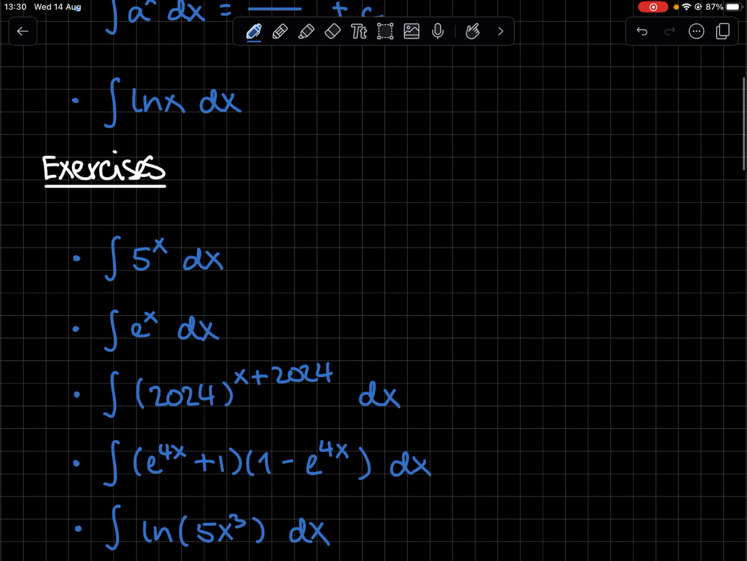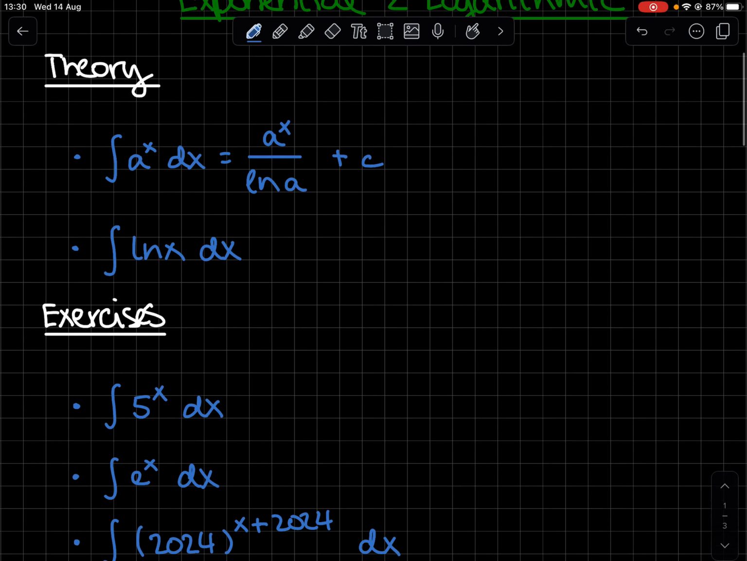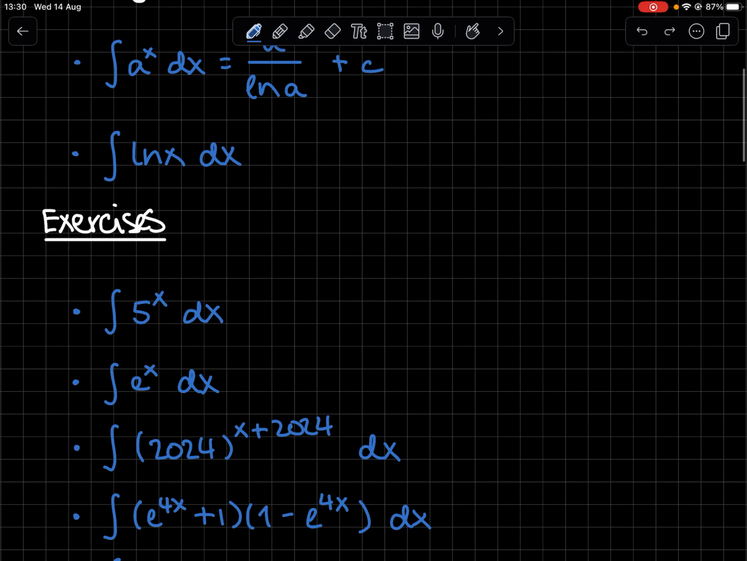So let's get started with the integral of 5 to the power of x dx. We can just simply apply this rule. So it's just copying a formula and inputting our values. So it's going to be 5 to the power of x over the ln of 5 plus c.